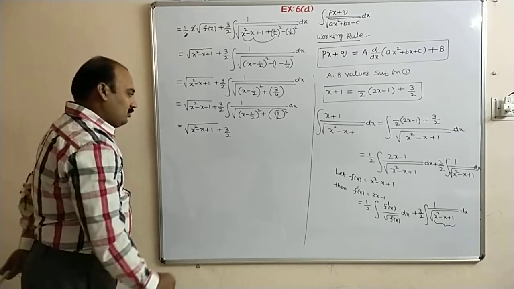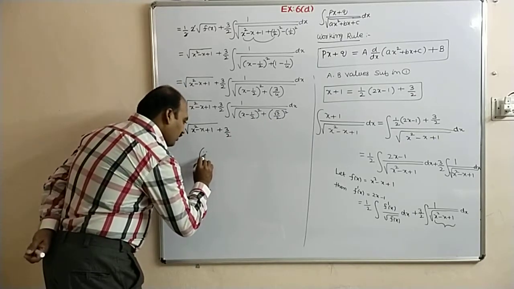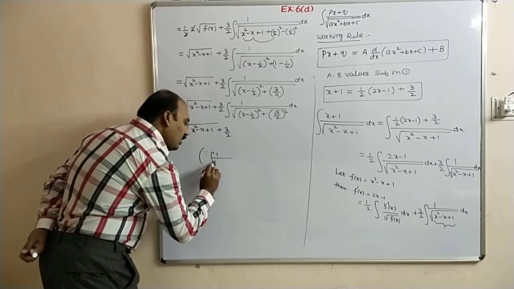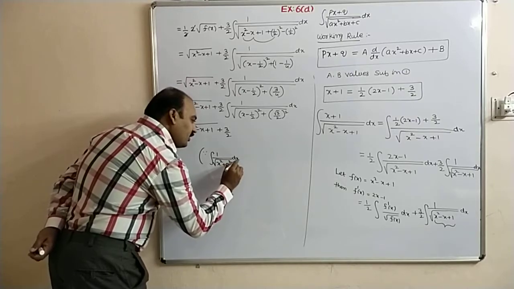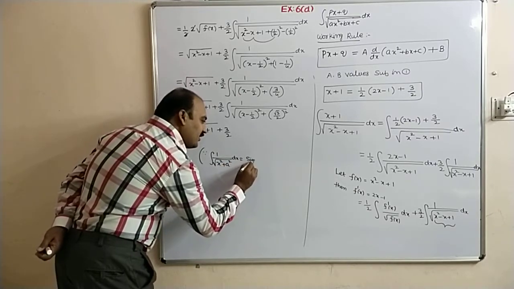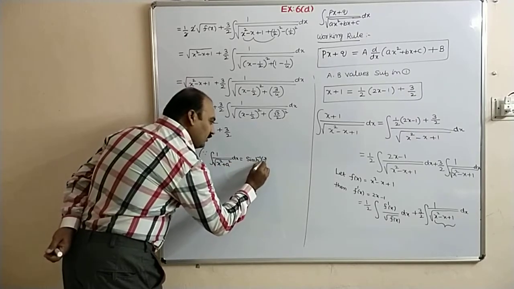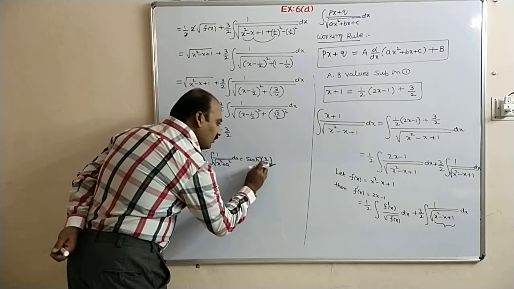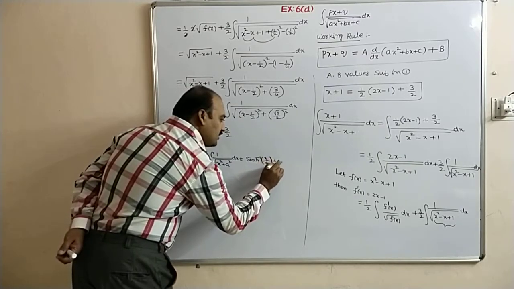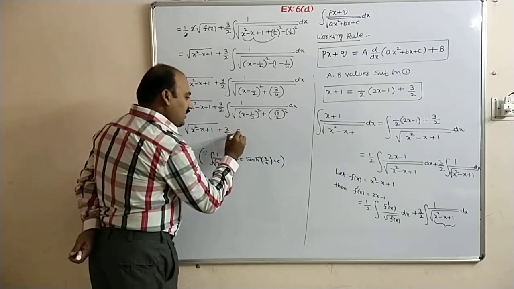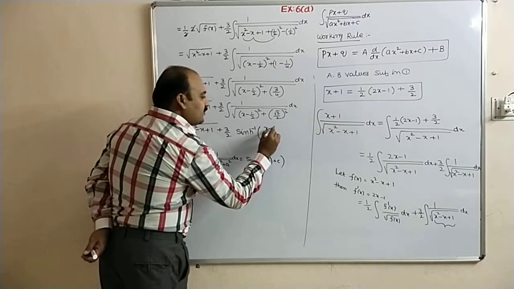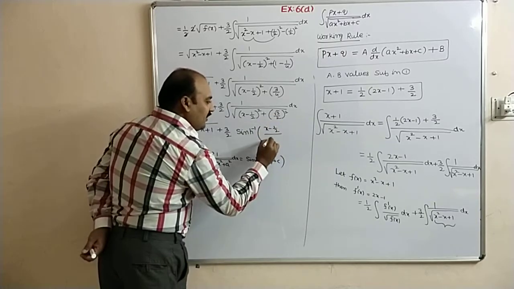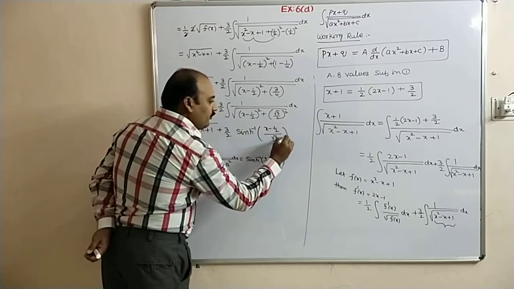We have the formula: integral 1 by square root of x square plus a square into dx is equal to sinh inverse of x by a plus c. So here sinh inverse of x by a means x minus 1 by 2 divided by a value, which is root 3 by 2, plus c.